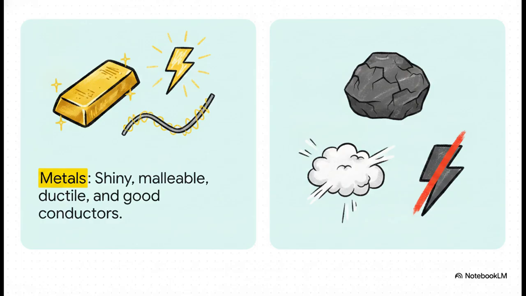But on the flip side, we have the nonmetals, and these are basically the exact opposites. They are really poor conductors, they tend to have a pretty dull appearance, and if they happen to be solid, they're super brittle. Interestingly though, a lot of them, like oxygen and nitrogen, are actually gases at room temperature.